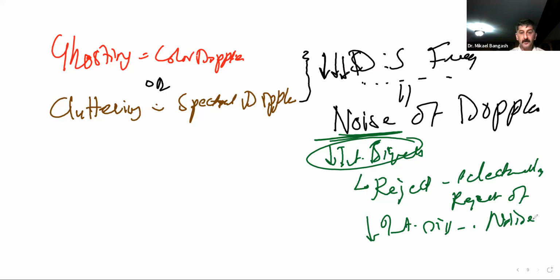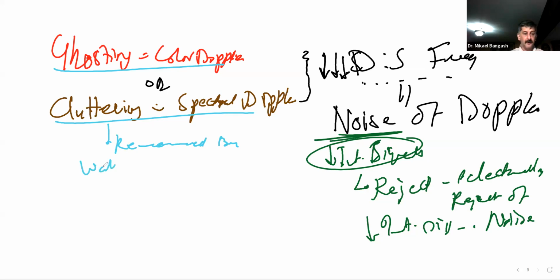So likewise, ghosting in color Doppler and cluttering in spectral Doppler are going to be persistent low frequency Doppler shifts. That is going to get removed by something pretty much similar to reject in Doppler, and that's what we'll call wall filter.